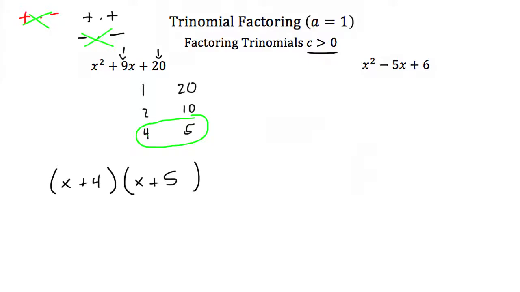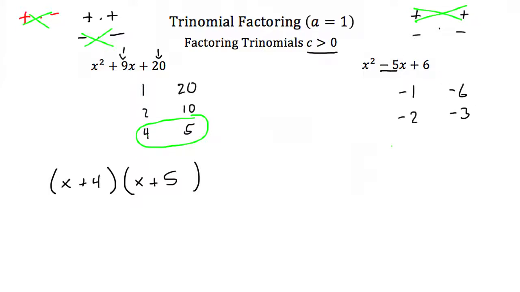Let's try this again. Here we have a negative 5 and a positive 6. Now our c, or our constant term, is positive, and the only way we can get a positive constant term is if we multiply two positive numbers or two negative numbers. The coefficient in our linear term is a negative 5, and there's no way I can add two positive numbers and get a negative number. So the numbers that we're going to use to get a positive 6 are all going to be negative. So it's going to be a negative 1 and a negative 6, or a negative 2 and a negative 3. Those are the only ways I can use negative numbers and get a positive 6.